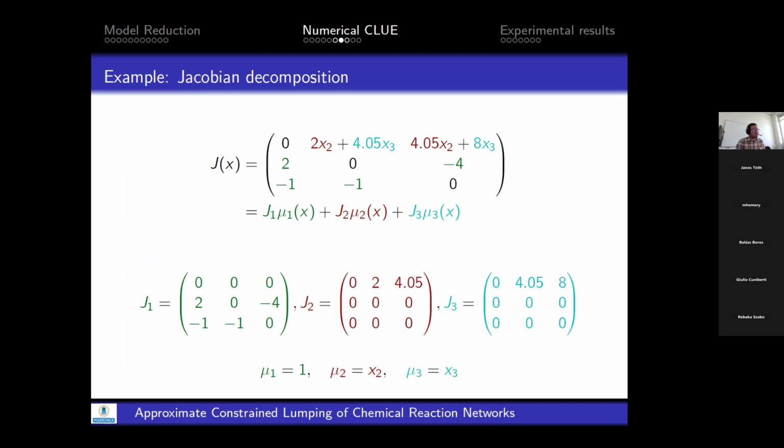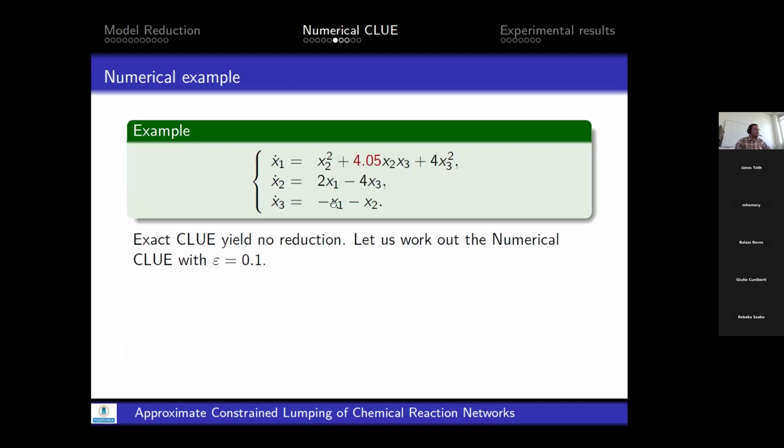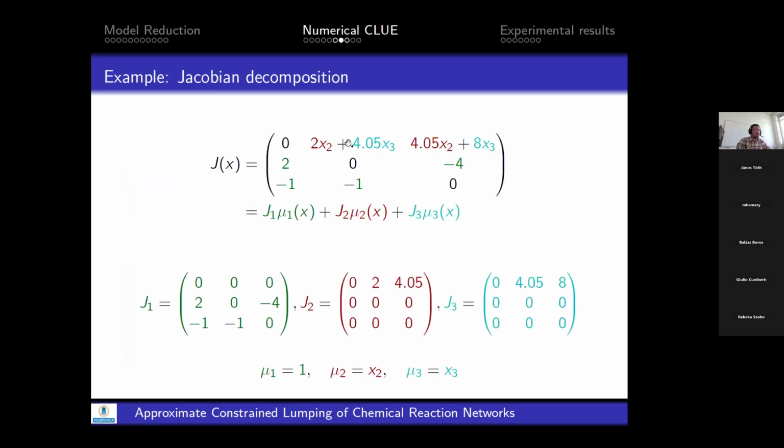Here I show the Jacobian matrix of this system. Let me just go back briefly. The Jacobian of these three functions over here is just the derivative of each of the functions by each of the variables, x1, x2, and x3. And we get this matrix over here. And I just depicted here with colors this Jacobian decomposition that I was mentioning, right?